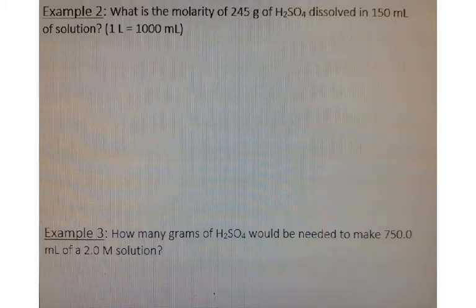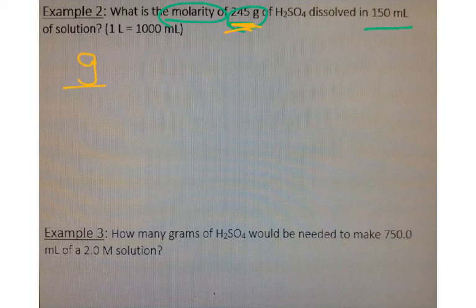Okay, example number 2. What is the molarity of 245 grams of H2SO4 dissolved in 150 milliliters? So for this case, I have a lot going on. I'm going to first figure out which formula out of the molarity formulas I'm going to need to use, and that would be the grams one. Why? Because I gave you grams. So the grams formula is grams over molar mass equals molarity times liters.